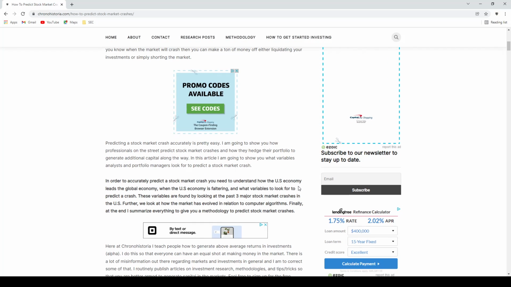So, basically, in order to accurately predict the stock market crash, you need to understand how the U.S. economy leads the global economy, how the U.S. economy is faltering, and what variables to look for to predict the crash. The reason why the U.S. economy leads the world's economy is because it's the largest consumption.